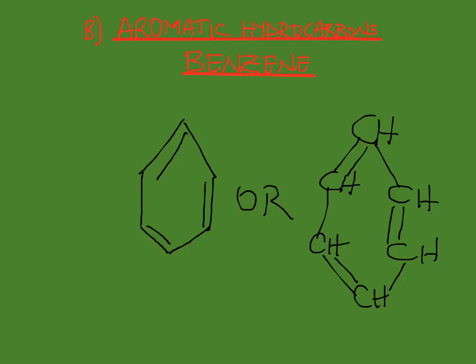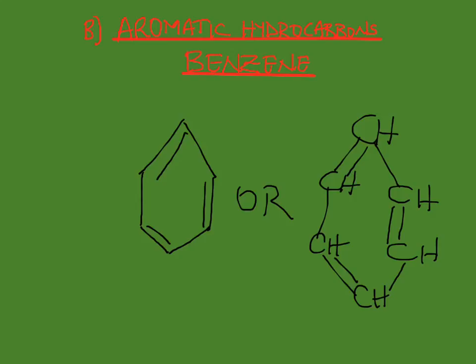There on your screen, you can see the structure of benzene. Unlike alkenes and alkynes, it does not readily undergo addition reactions because it is more stable than alkenes and alkynes. What we mean here is benzene is more stable than alkenes and alkynes.